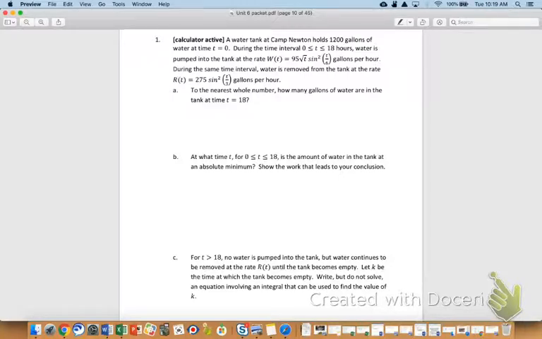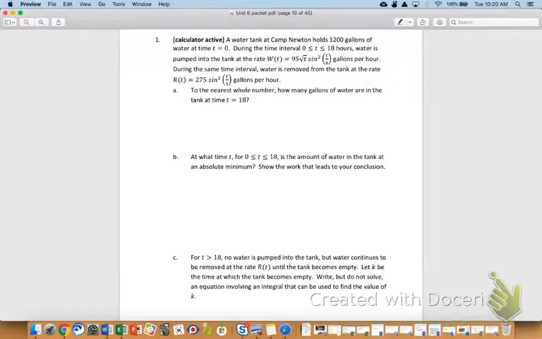I'd like to just discuss this. Anybody have any ideas on where we could start with question A? Let's define this really quick first. Let's make sure we're on the same page. It says, to the nearest whole number, how many gallons of water are in the tank? What kind of a thing is how many gallons? It's an amount. What's kind of strange about this is they're asking for an amount, but what did they give us?